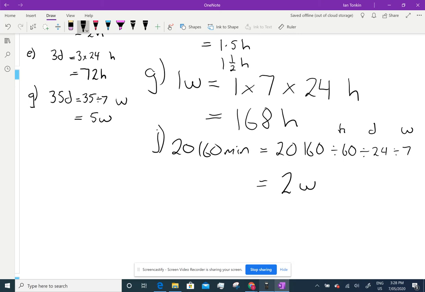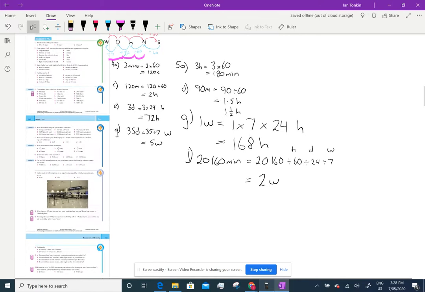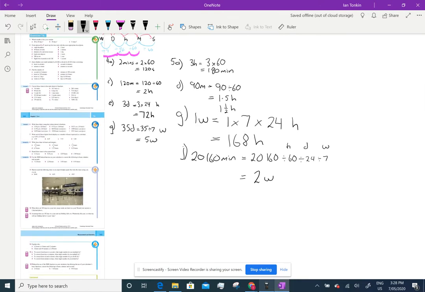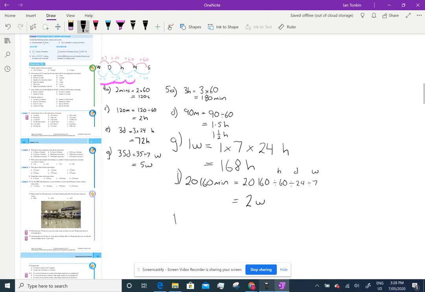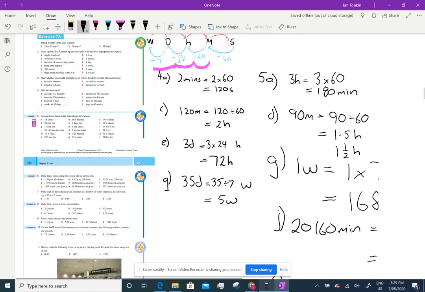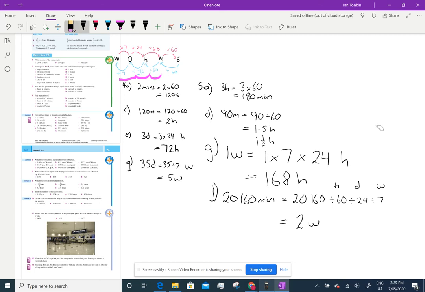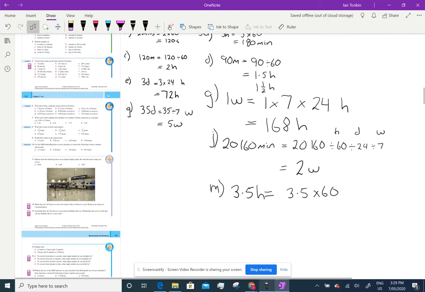Now, the last one that I'm going to do, 270 minutes into hours. What letter was that? P. Oh, I forgot M. 3.5 hours into minutes. Sorry about that. M. 3.5 hours. Well, to go from hours to minutes, I just times by 60. And again, just calculator, 210 minutes.